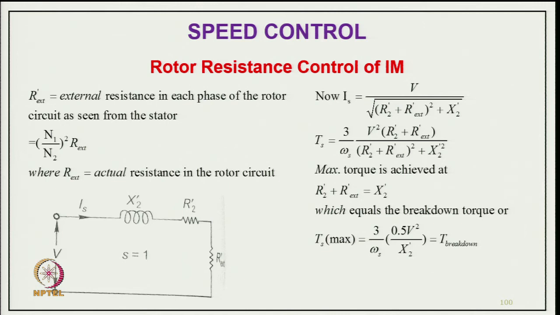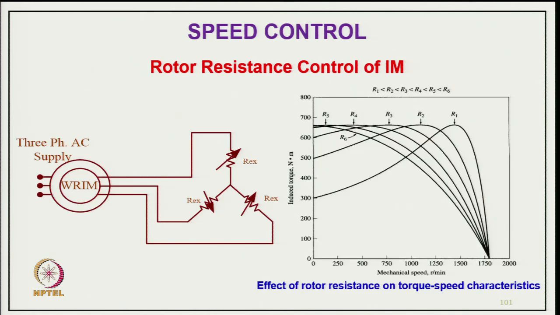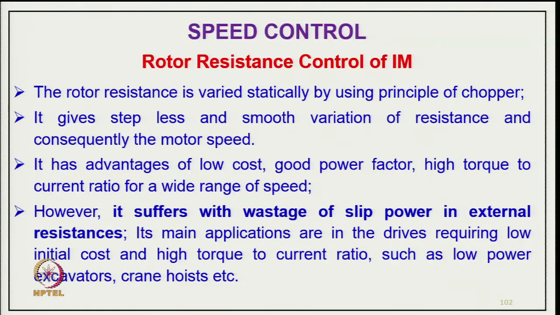Now, the stator current will be V upon the square root of (R2 plus R2 additional) square plus X2 square, and torque will be 3 by 2 V square (R2 plus R additional) into 3 by S, over (R2 plus R additional) square plus X2 square. So, maximum torque will occur at slip proportional to R2 plus R additional over X2, which equals the breakdown torque, 3 by 2 times 0.5 V2 square over X2, T breakdown. And this is how the torque speed characteristic changes. The stator is applied with constant voltage and frequency supply, and we put resistance externally in the rotor, so the characteristic can be modified by putting external resistance.